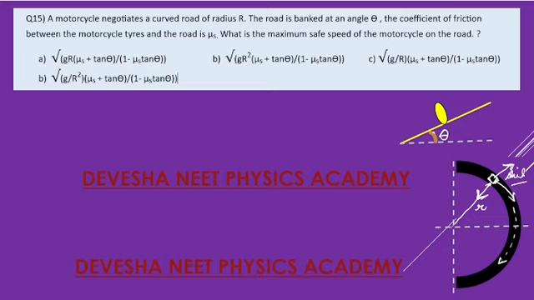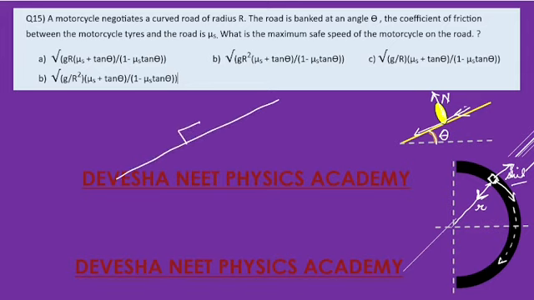So if this is theta here, as we said, the friction is acting against the body like this. If we imagine that this is a normal reaction, let me write it like this to make it easier for you to understand.